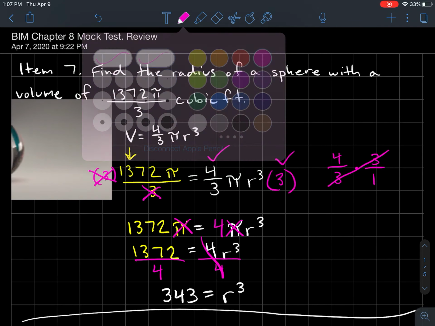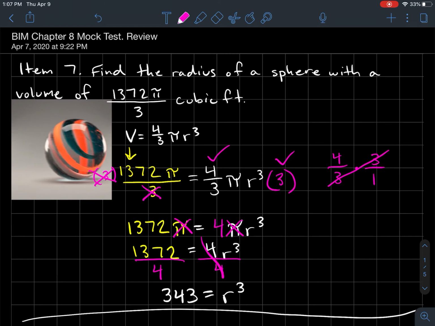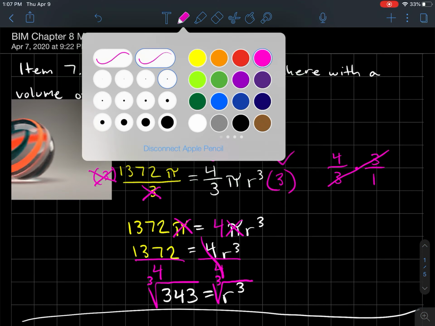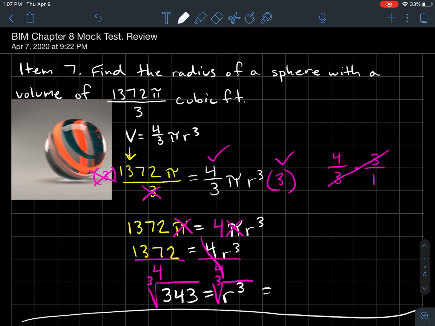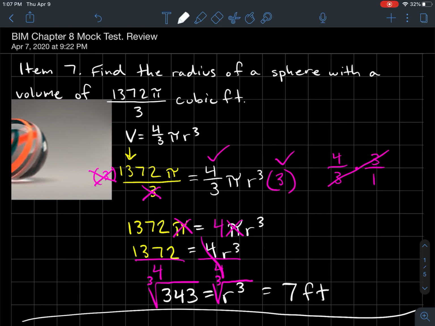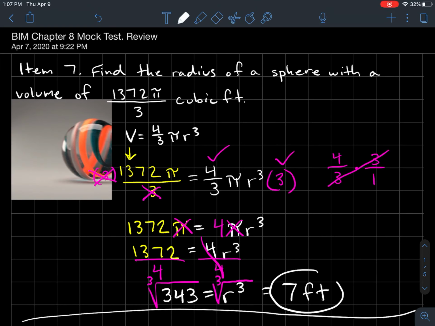So what's our final step? Well, to uncube a cube, you have to find its cube root, right? So let's go ahead and do that. And after we punch all that into a calculator, we get that the cube root of 343 is 7. And we're talking about feet. Okay, so the radius of a sphere with 1,372 pi over 3 cubic feet is 7 feet.